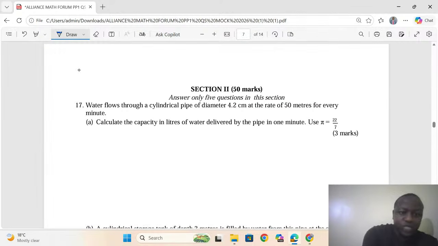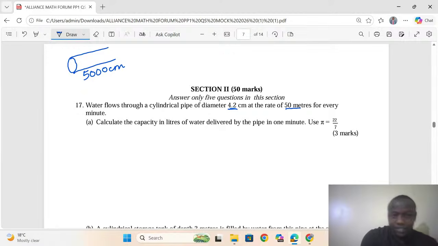I want to illustrate what is happening here. We have a pipe, and this pipe is cylindrical, and within the pipe, water flows through 50 meters in every minute. Because the other dimension is in centimeters, we can also make this 5,000 centimeters. Is that okay? And we can now compute the cross-section area, meaning the volume of water that will flow in a minute can be computed.